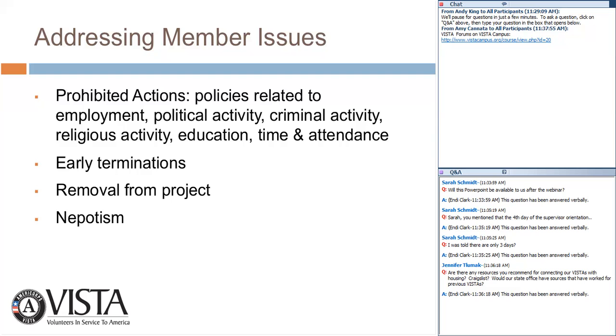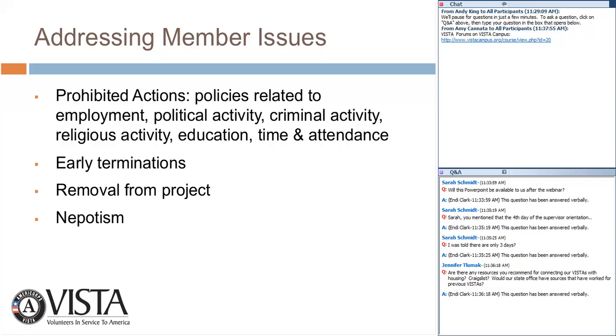The state office has to be involved in any circumstance that involves removing a VISTA member from a project or program, or from VISTA overall. And I state this because if you have a VISTA member who in fact needs to be removed because they're violating your agency's policies or VISTA policies, it's important that you understand the very specific steps for removing a VISTA member from your project. Now, there are some resources out there for you in the handbook as it relates to specific steps for removing a VISTA member from your project.